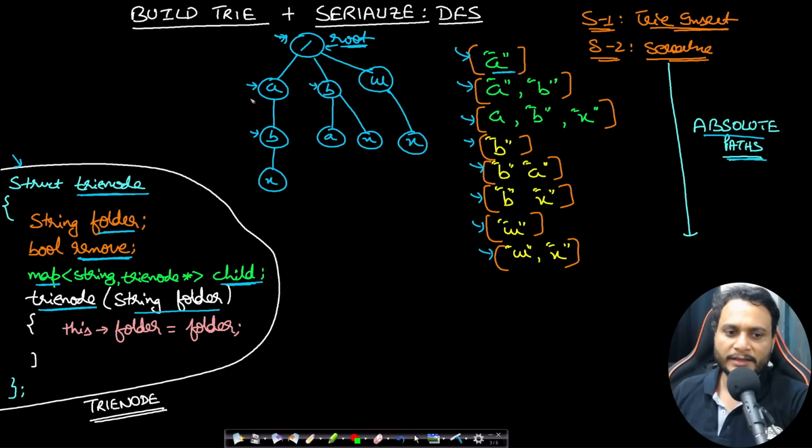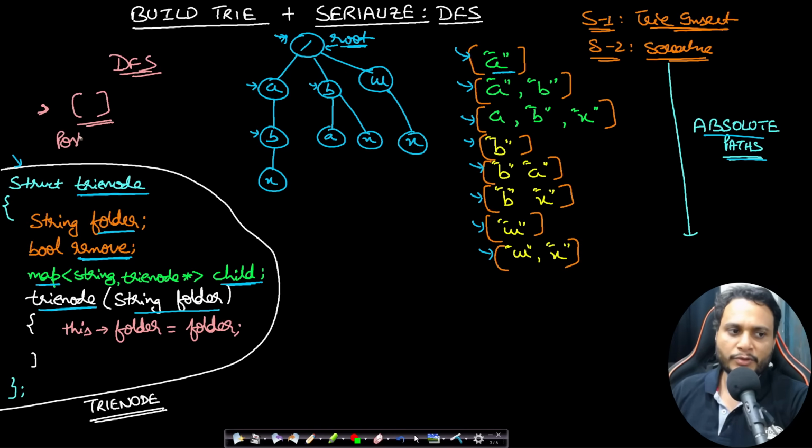How do you serialize it? Now if you serialize and follow the previous approach, you can do it with DFS, but instead of using comma separator, I will be using the bracket. By the end you will understand why brackets are making more sense instead of comma. But let's first do the serialization.